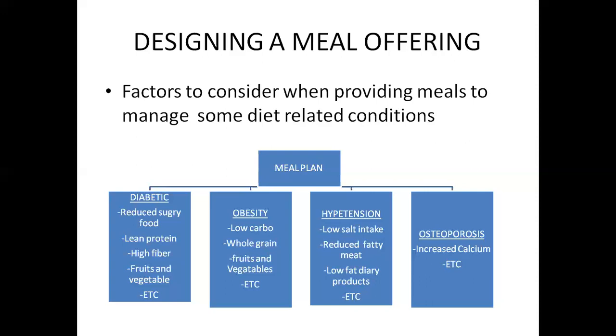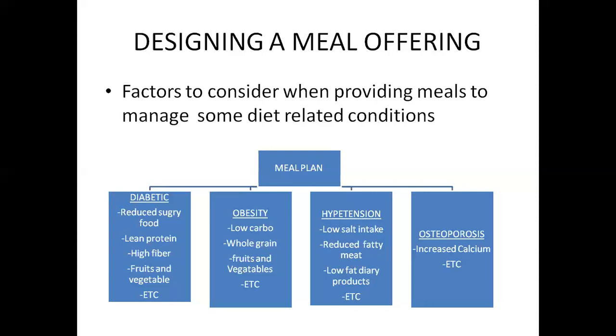substances. Obesity, of course, we know it's as a result of excess carbohydrates or excess fats. For that matter, if somebody is having issue of obesity, you want to reduce his or her caloric intake. So in planning a meal for such a person, you have to consider low carbohydrates. You have to look at whole grains, fruits and vegetables.